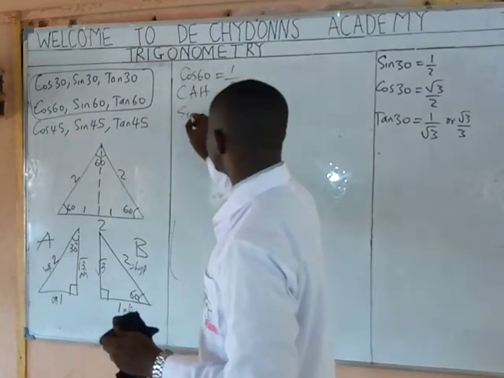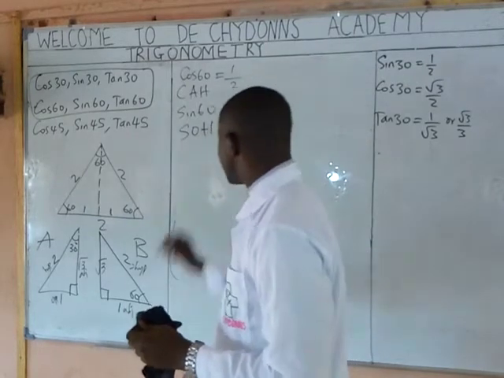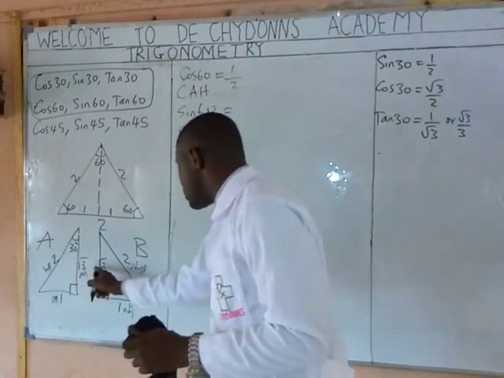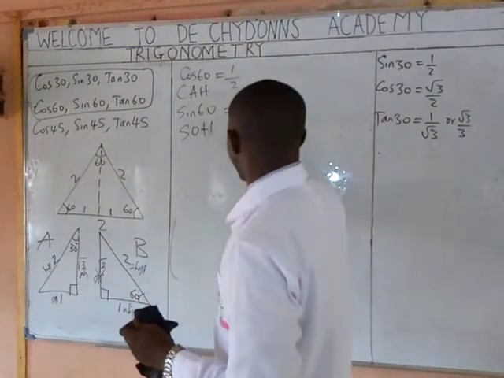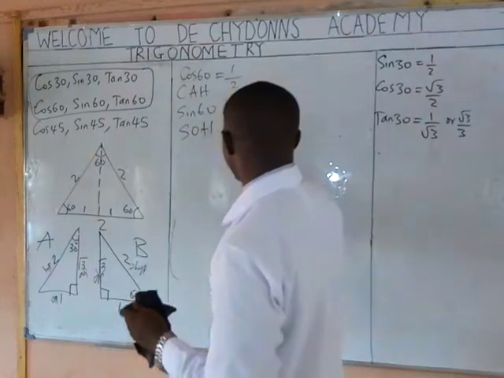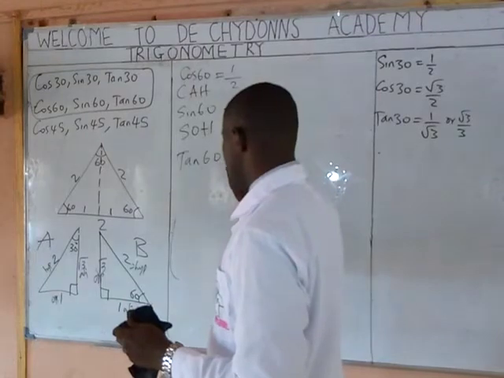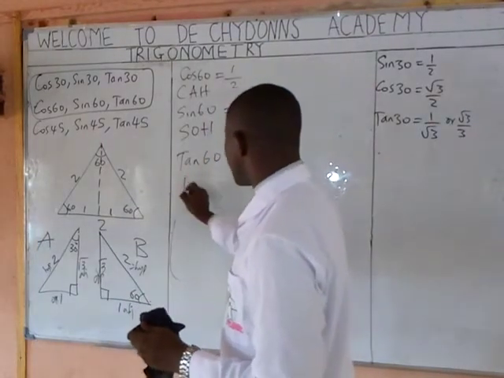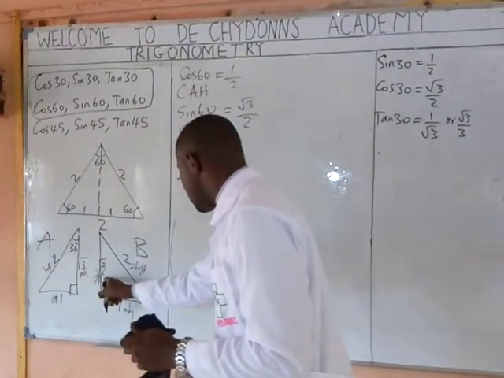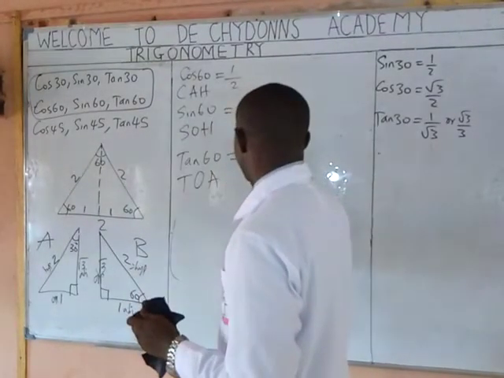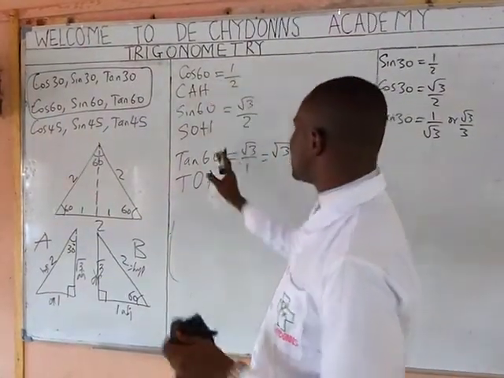Then sin 60 is gotten from SOH. Sin 60 is opposite over hypotenuse. This is opposite, because it's facing the given angle. So it equals root 3 over hypotenuse, which is 2. Then tan 60 is from TOA that we get it. Opposite over adjacent, that is root 3 over 1, equal to root 3. So we've been able to get this as well.